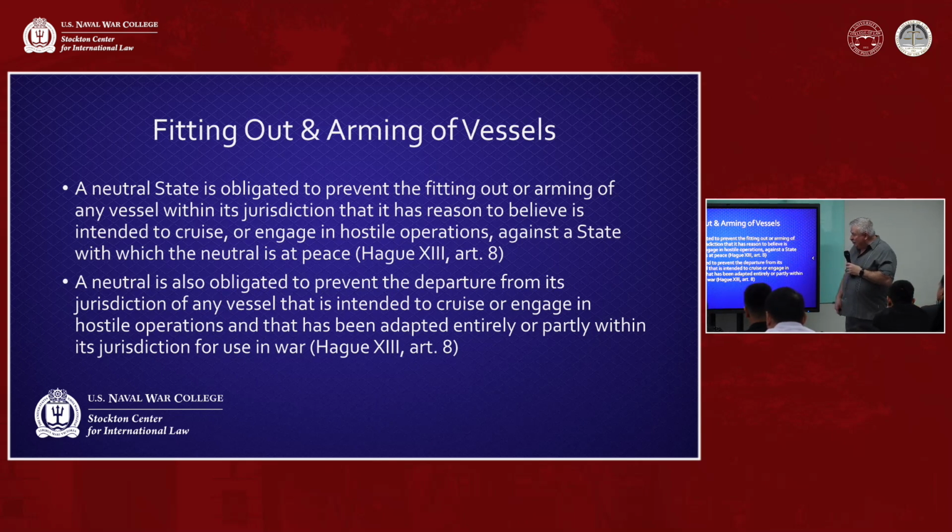The neutral also has an obligation to prevent the fitting out or arming of any vessel within its jurisdiction if the neutral has reasonable grounds to believe that the vessel is going to engage in hostile operations against a state that is at peace with the neutral state. Similarly, it has to prevent the departure of any vessel, if it has a reasonable belief that it's going to engage in hostile operations, that has been adapted entirely or partly within its jurisdiction for use to prosecute the war.